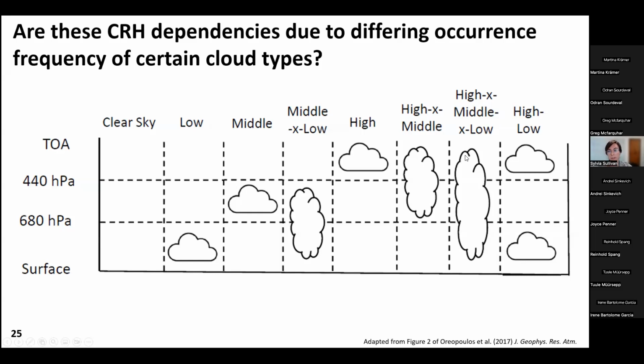So to think about this question of occurrence frequency, we use a cloud vertical class decomposition as in Oreopoulos et al. And you see that conceptualized here. So there are 3 layers, similar to the ISCCP, with low, middle, and high cloud. And then we look at cloud fraction in these 3 layers and classify grid cells as having isolated low cloud, isolated middle, continuous low-middle cloud, and so on.